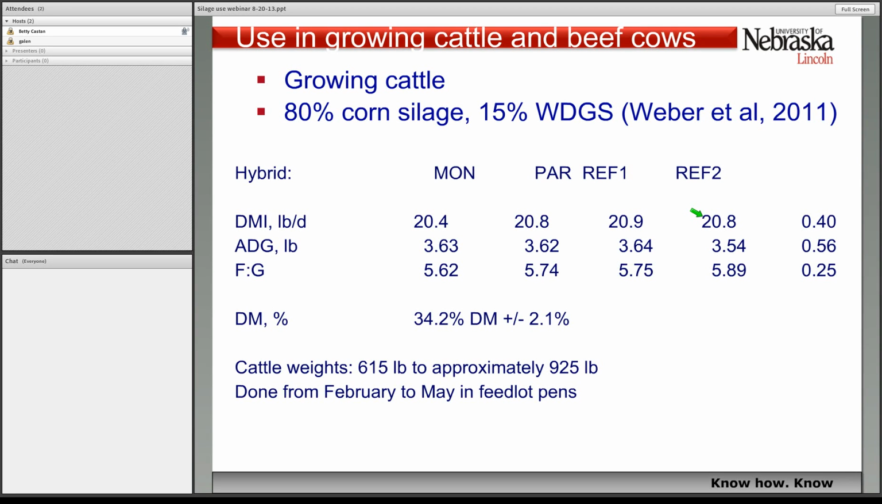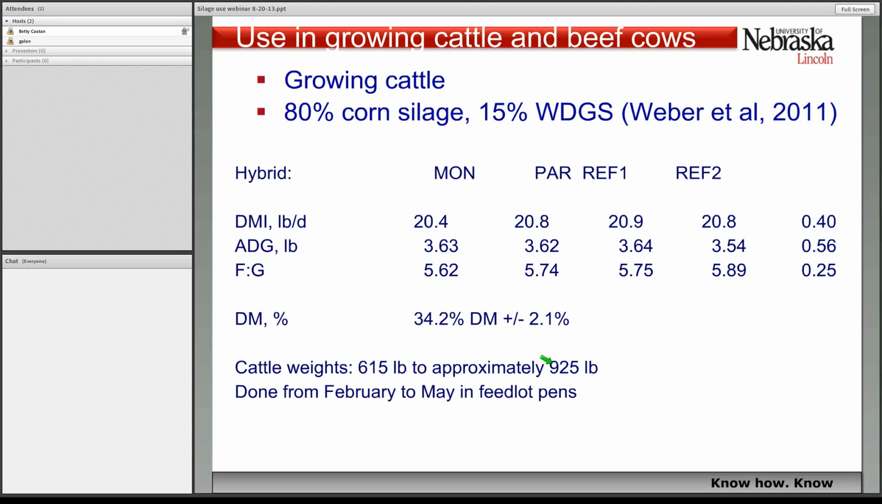And my point is that in this study, again, these cattle were grown in the spring months, from February to May in pens. They went from just over 600 to just over 900 pounds across 90 days. And the gains were very good. We had an excellent spring that year. Well, excellent meaning no rain, which isn't excellent if you're grazing cattle, but was excellent for feedlot pens.